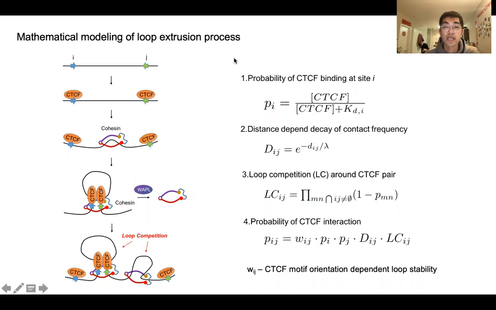What we did here is to transform this biological process into a mathematical model by explicitly modeling the probability of CTCF binding, the decay of contact frequency dependent on distance, and the loop competition of existing and new CTCF pairs. And finally, we put all those together into one equation by taking their product. We got the probability of CTCF interaction.